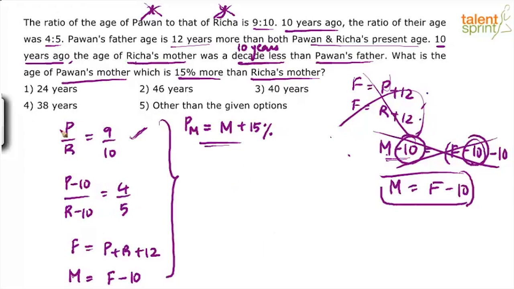Can we solve or not? P, R, F and M. These are the 4 unknown values, variables. And we have got 4 equations. You know that 4 equations can be solved to find out the values of each of these 4 variables. And then substitute here to get the answer.